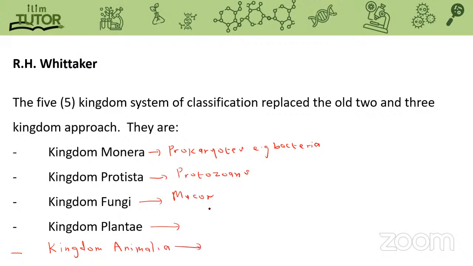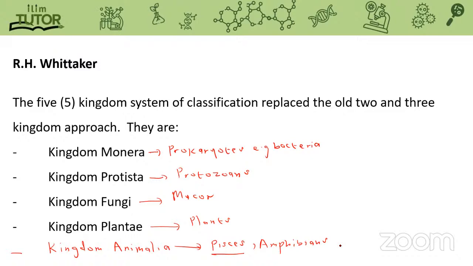So for kingdom Plantae, we're talking about the plants and bryophytes as well as pteridophytes, which we'll talk about later on. For kingdom Animalia, we're talking about animals like your fishes, which we consider under the umbrella group Pisces, the amphibians, the reptiles, the mammals, etc.